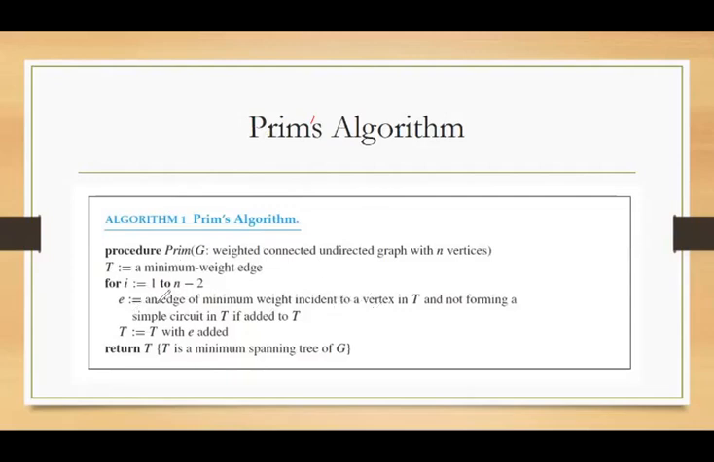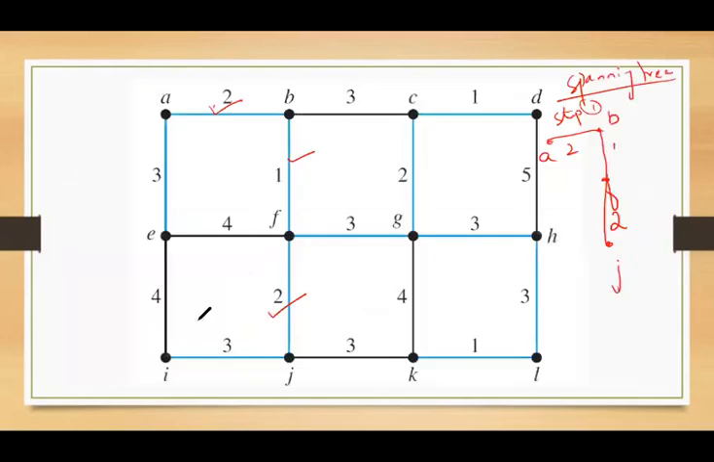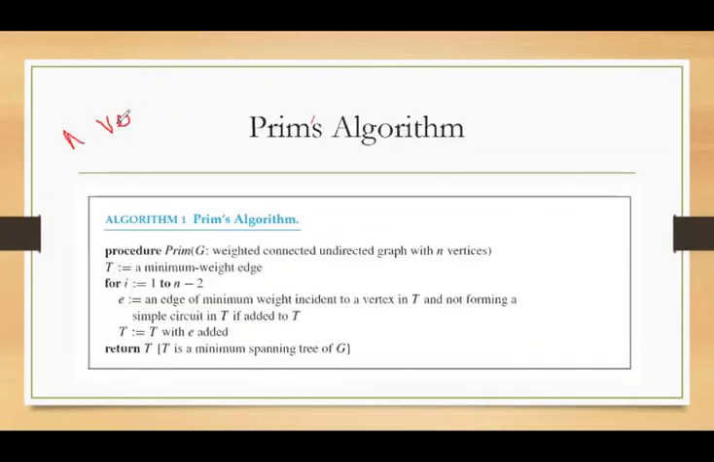Now an edge of minimum weight. What you are supposed to do, add an edge of minimum weight incident to a vertex in T already. We have to select an edge which is incident to one of those two vertices and add it, and we should make sure that it does not form a simple circuit. So E is added to T, and at the end you have to keep on repeating this till you cover all the vertices and the minimum spanning tree is formed. Okay. Now one more thing, how many edges should you add? If n is the number of vertices, then n minus 1 edges should be added.